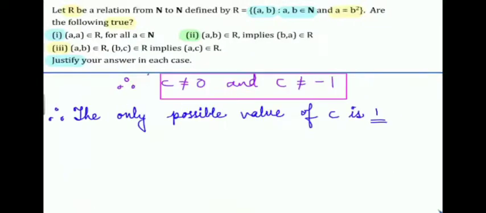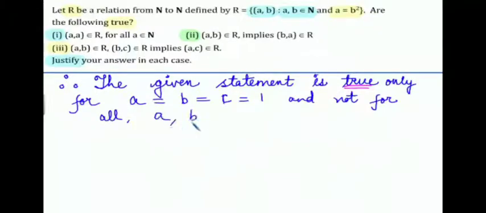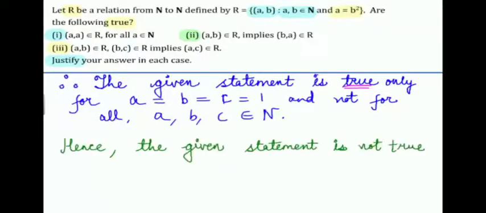If c = 1, then b = 1, and if b = 1, then a = 1. So the given statement is true only for a = b = c = 1, and not possible for all other values, not for all a, b, c belonging to natural numbers. Hence the given statement is not true.